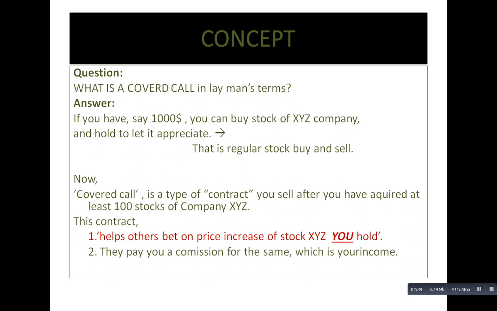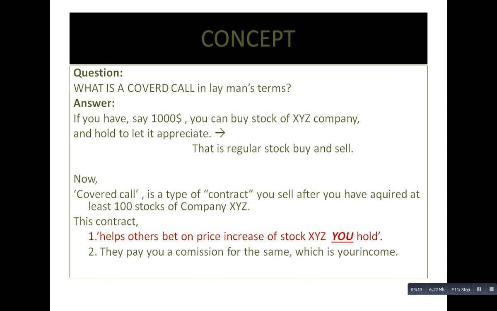So covered call is basically a type of a contract which you can sell after you have acquired at least 100 stocks in some company, which is in this case I'm just calling it XYZ, right? So basically, once you have acquired at least 100 stock in this company, whatever company, let's say XYZ, you can sell something called as a covered call or a contract.